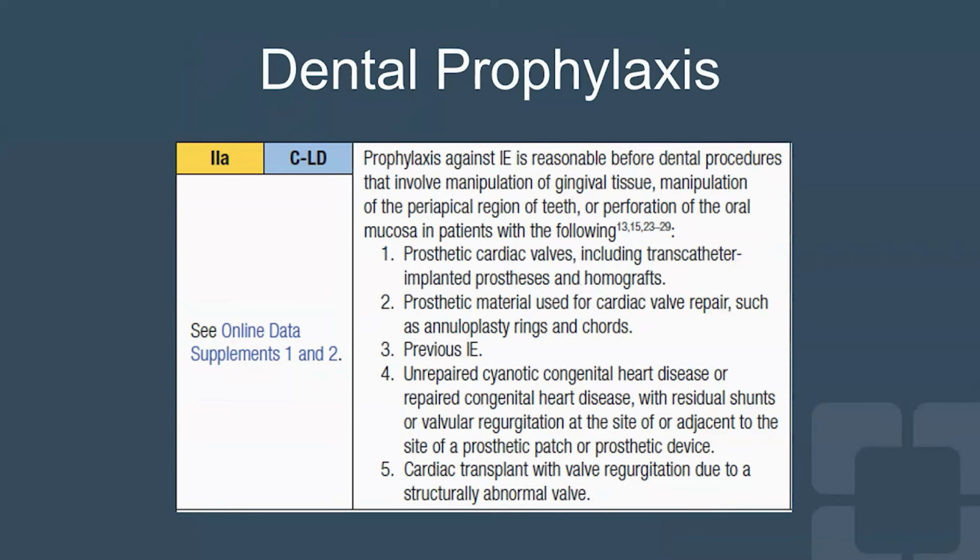When it comes to dental prophylaxis, this is something that has changed over time. But in essence, if these patients have extensive dental procedures that involve manipulation of gingival tissues, manipulation of periapical regions of the teeth, or a perforation of the oral mucosa, then these patients should be given antibiotic prophylaxis. This applies if they have any prosthetic valves, any prosthetic material inside the heart such as a ring or cord, a history of endocarditis in the past, a history of unrepaired congenital heart disease, and also a history of cardiac transplantation, since they are immune suppressed.